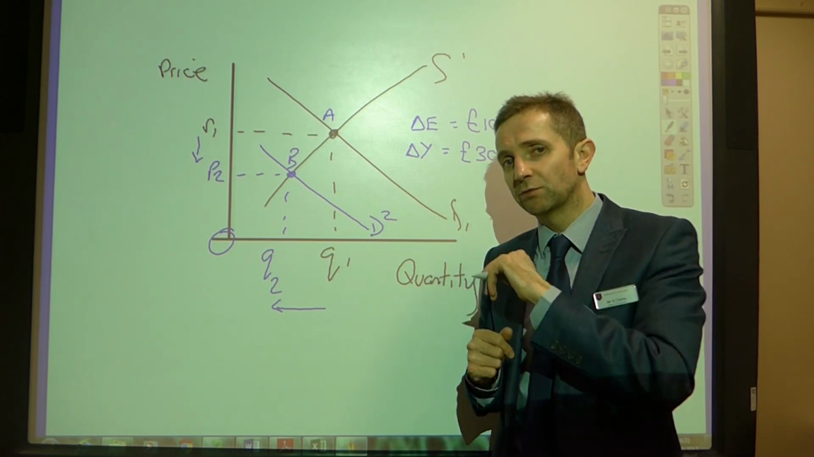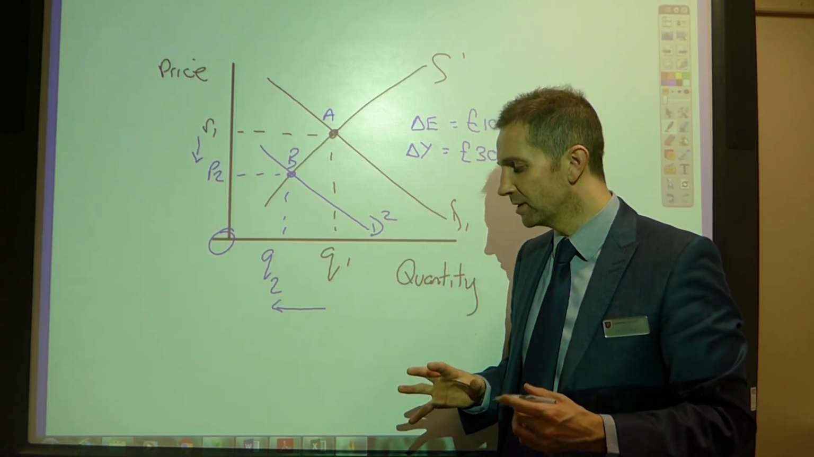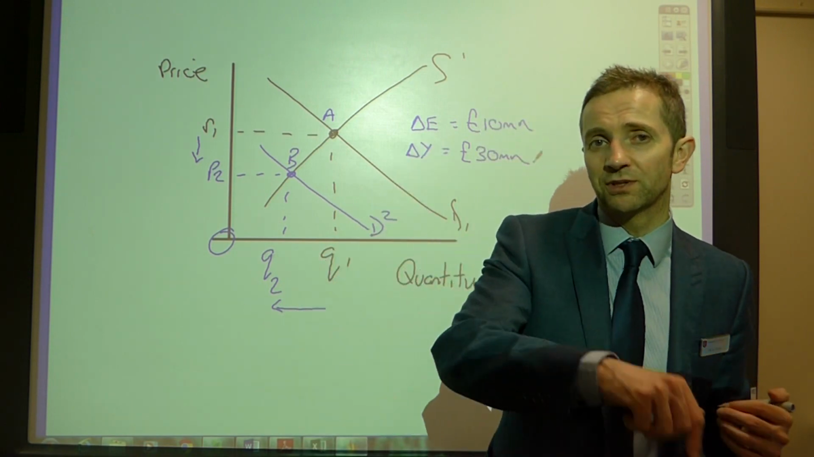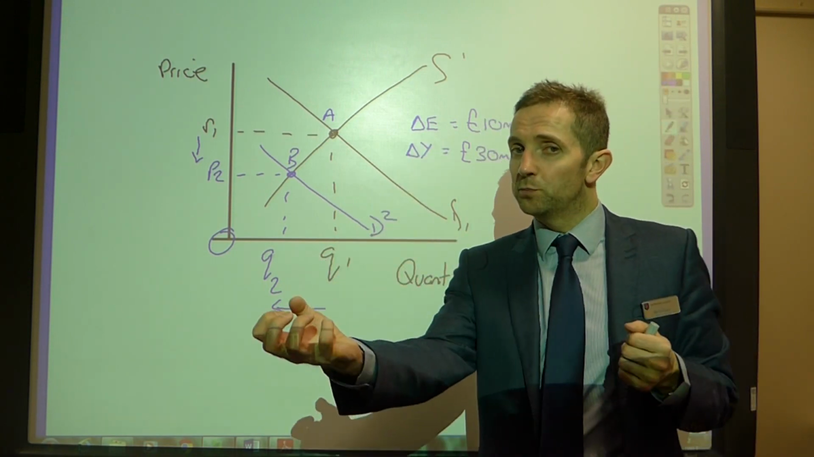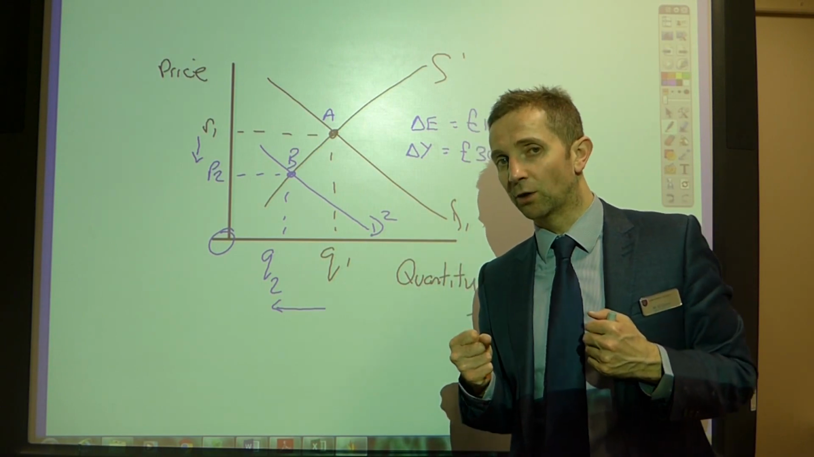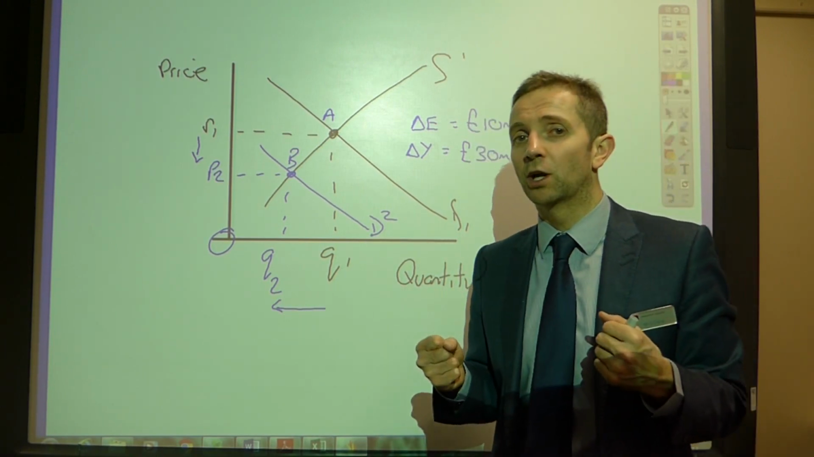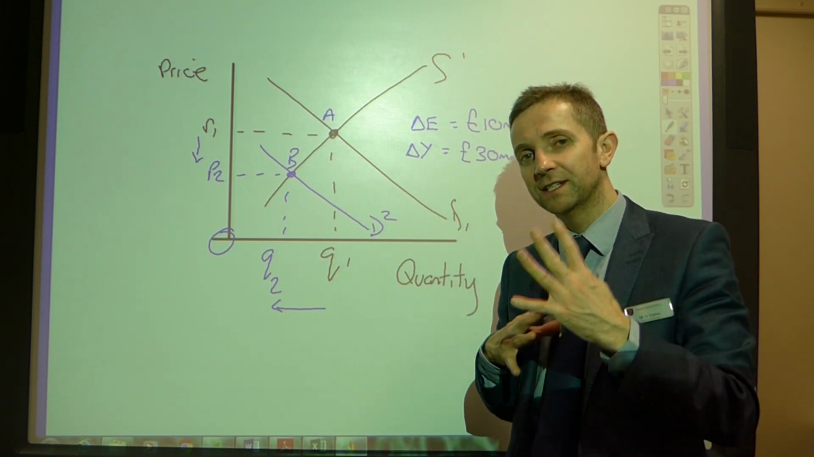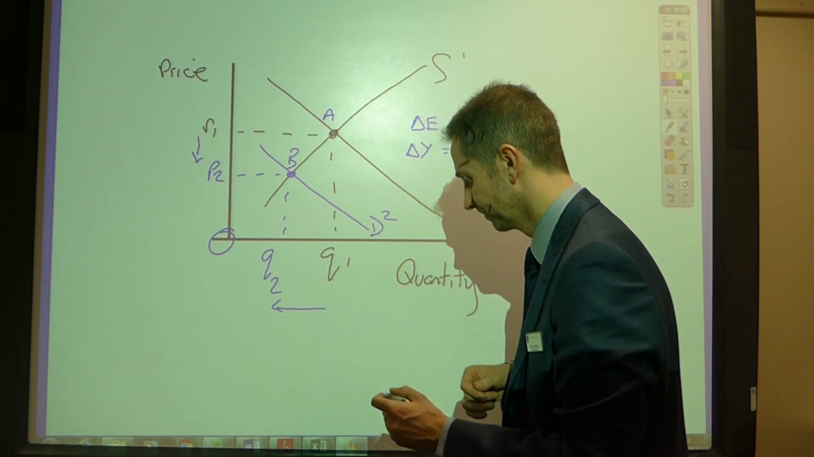But the key thing to remember here, and the point that we're really trying to draw out in this question, is that the multiplier also works in the opposite direction. So therefore, if you pull out 10 million from the economy, then your national income will contract potentially by 30 million. So you can have these negative multiplier effects.